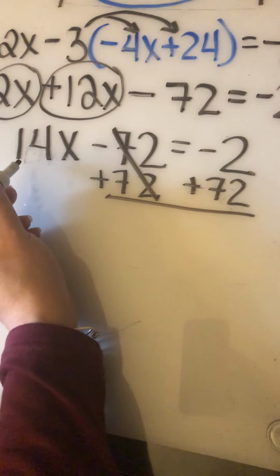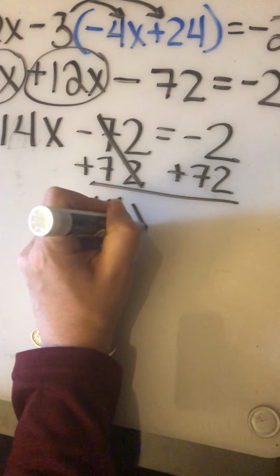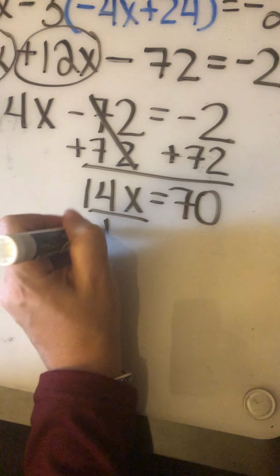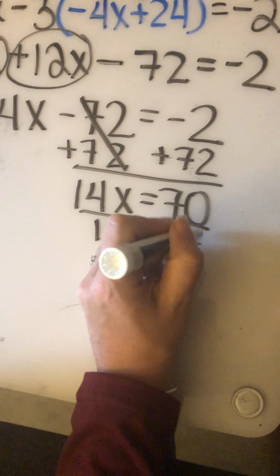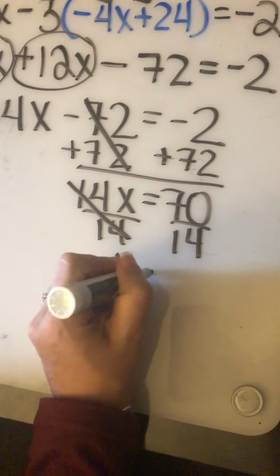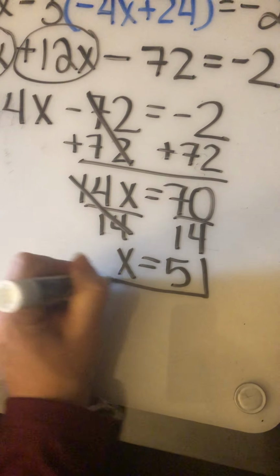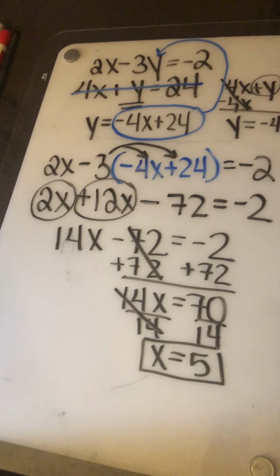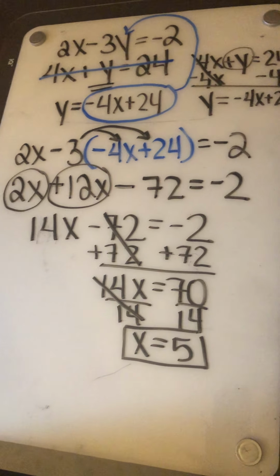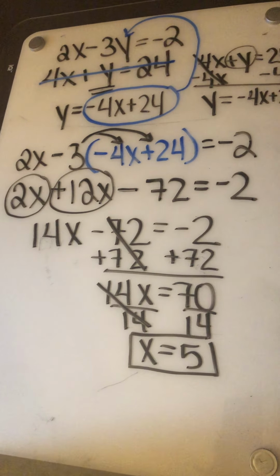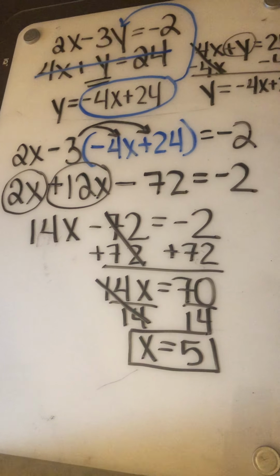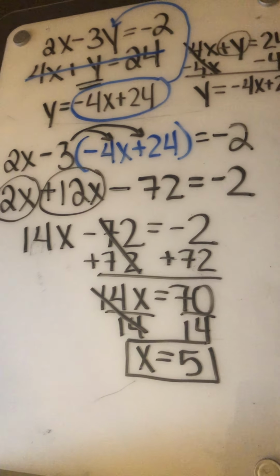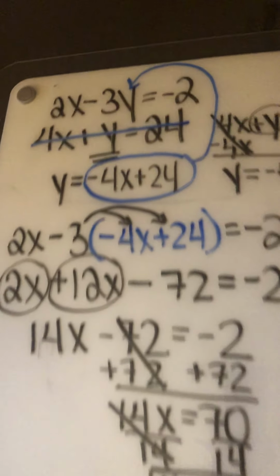I'm going to wind up with 14x equals 70, and then we divide by 14 to get our value of x. So x is going to equal 5. Okay, so we did all this work to solve for x. We're still not done because remember we're looking for a solution, so we have to now find the value of y. So to find the value of y, we go back to our original system, and we have three equations to choose from now.